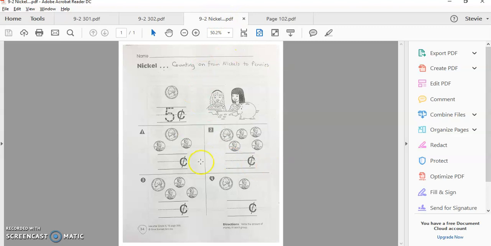Okay, then you need to do this one, counting on from nickels to pennies. So remember, a nickel is worth 5 cents, the same thing that we've been doing. So you need to say, oh, there's a nickel, 5, 6, 7. How much in all? 7 cents. Do that for all of them.